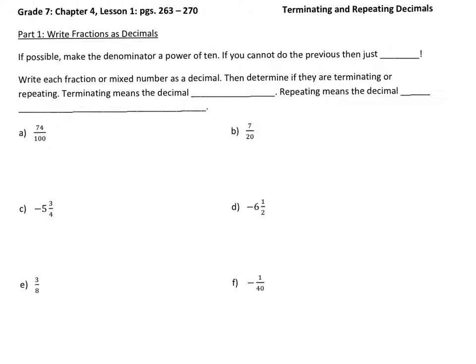We all need to flip to our objectives, please, and write down: Chapter 4, lesson 1 objective is I will be able to write fractions as decimals that are terminating and repeating. Chapter 4, lesson 1, I will be able to write fractions as decimals that are terminating and repeating.